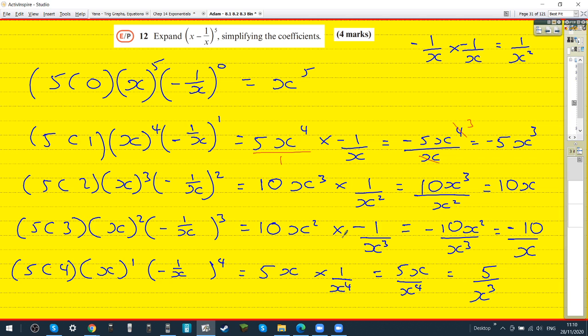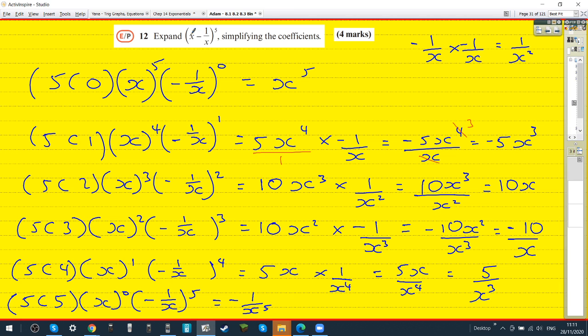Okay. And last one. It'd be 5 choose 5. It'd just be x to the power of 0 times minus 1 over x to the power of 5. 5 choose 5 is 1. So it'd be 1, and then is x to the power of 0 1? Just be like 1 times 1 times. And then, so 1 times 1 is 1. 1 multiplied by minus 1 over x to the power of 5. Yep. Which gives you minus 1 over x to the power of 5.